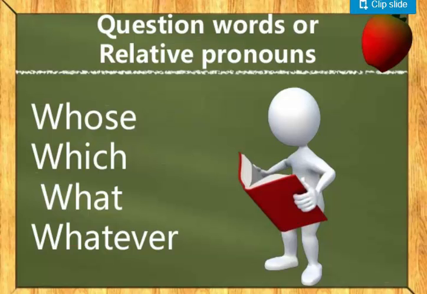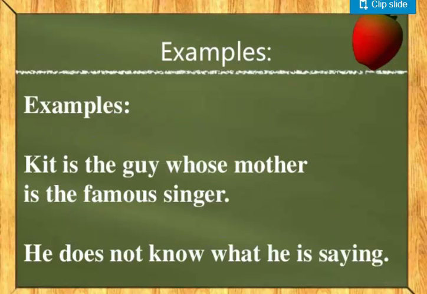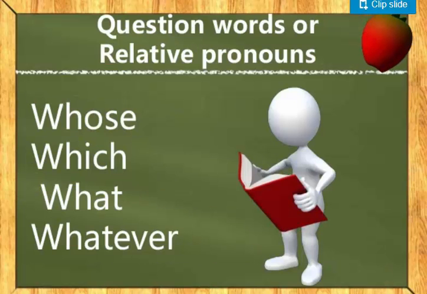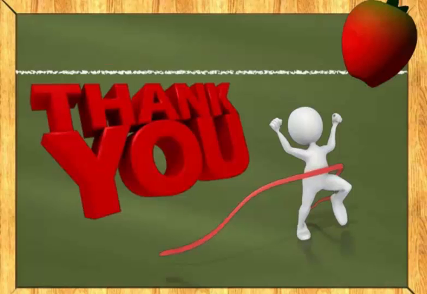Now, the question words or the relative pronouns. What are the relative pronouns? A relative pronoun refers to some noun that relates itself. Whose, which, what, whatever. So these are also the WH family used as question words. For example, Kit is the guy whose mother is the famous singer, or he does not know what he is singing. So what and whose are used as relative pronouns, right?